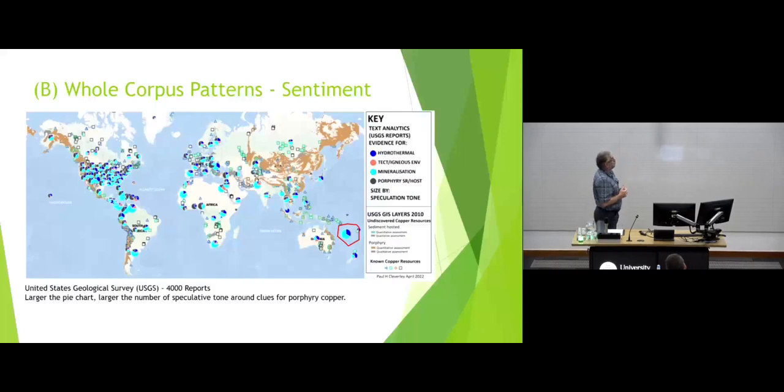This one is speculation. The size of the pie chart we're looking at here for clues for copper porphyry is based on the level of speculation. So where the language is talking about possibly or might, or there's a question mark, some uncertainty, versus more objective, where this is a proven source, etc. So you can use these different terms again to highlight areas that may warrant further investigation.